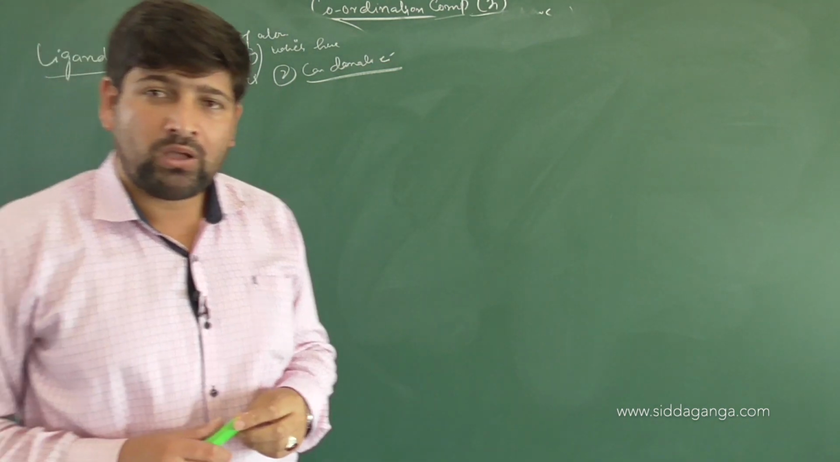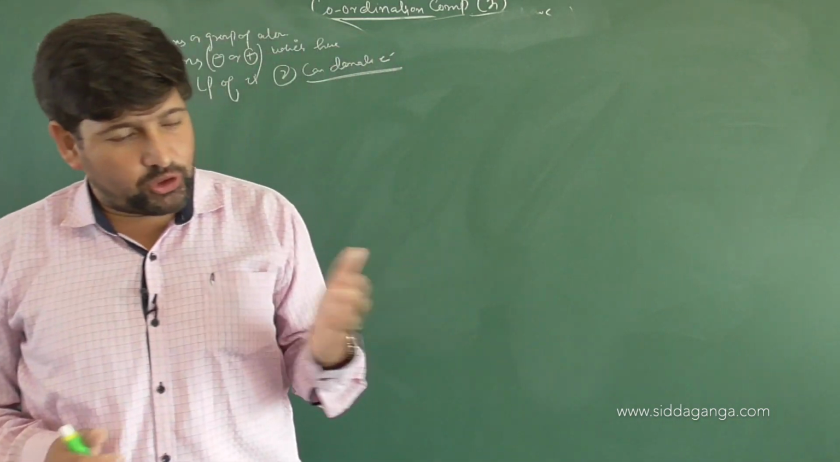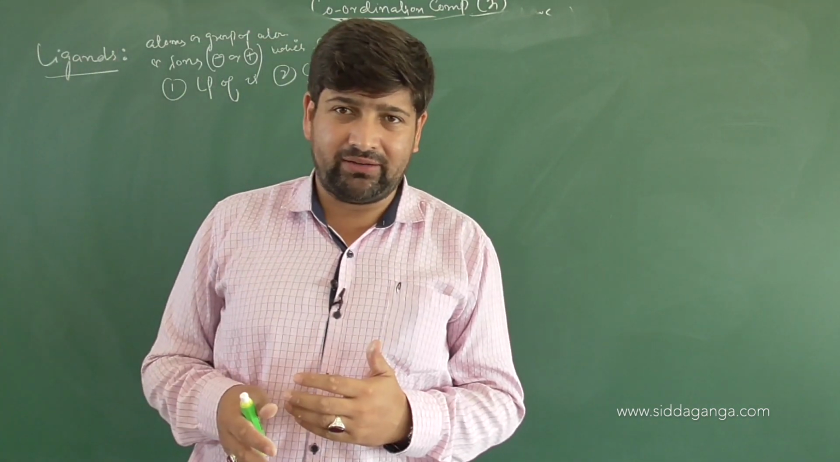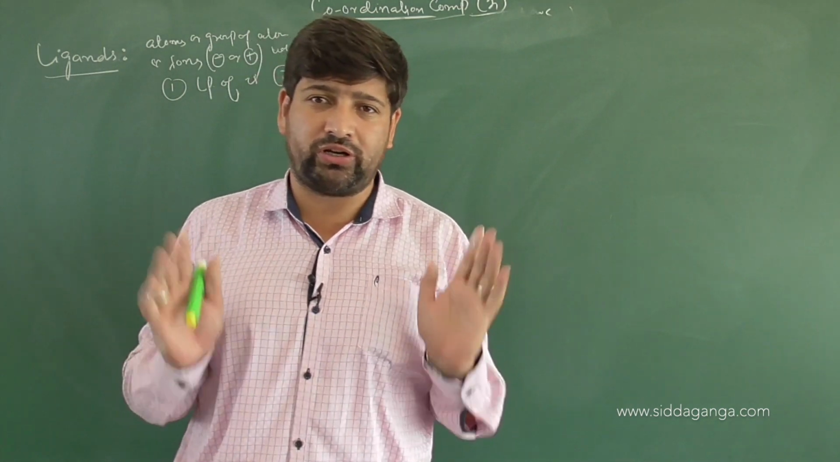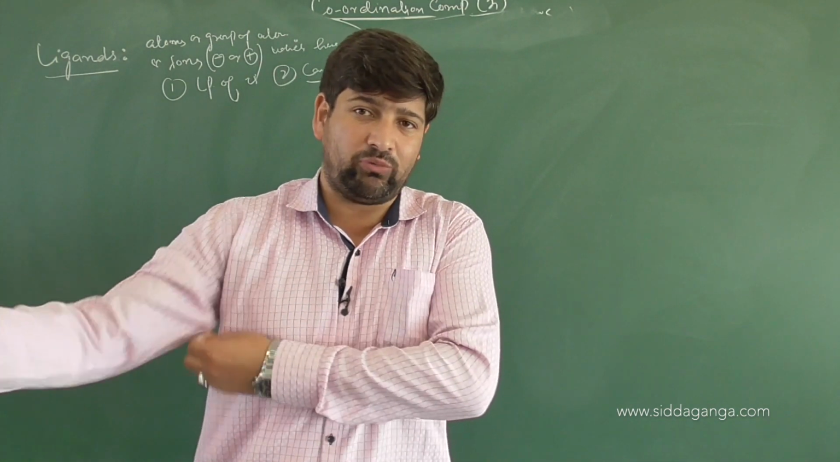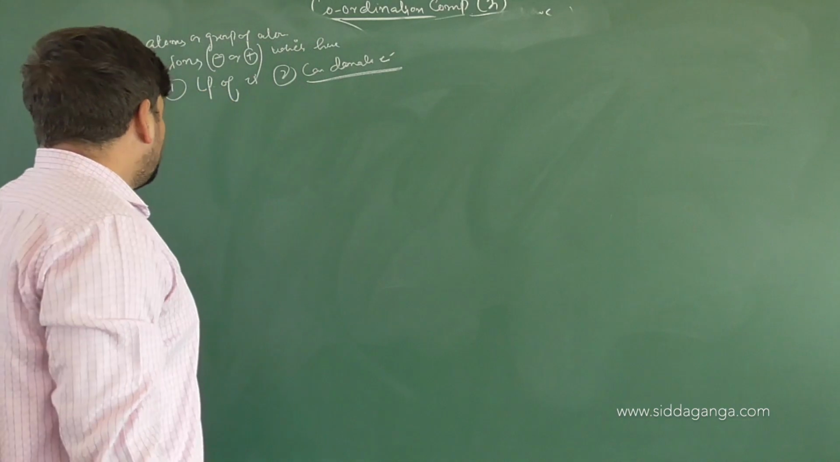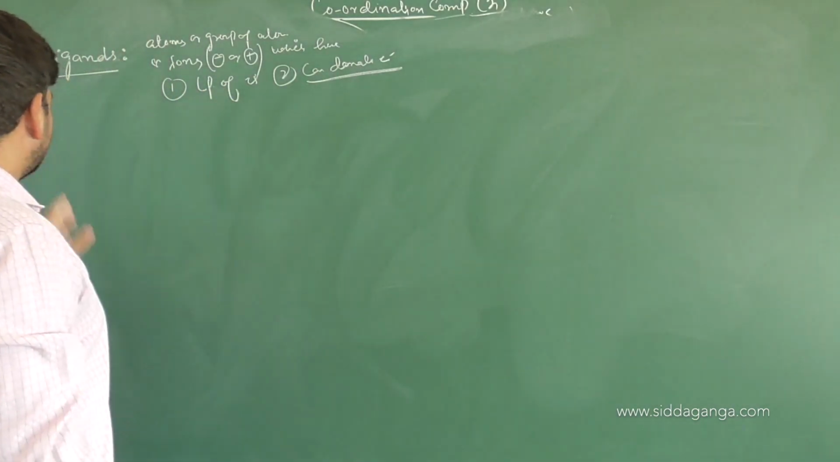Am I clear? So ligands donate their electron pair to the central metal atom, and the bond made between the two is a coordinate bond. So both the electrons will be given by what? Ligands. Good. Now what are the different types of ligands?